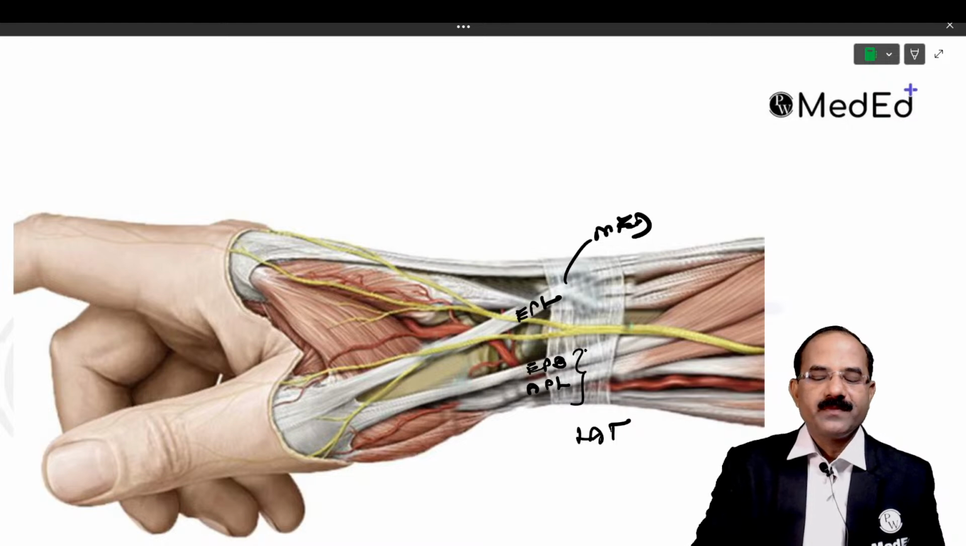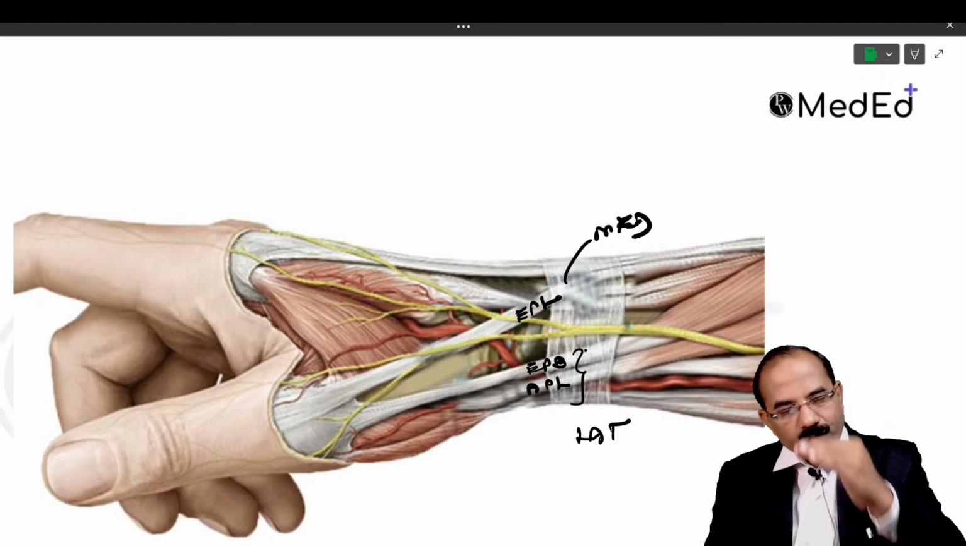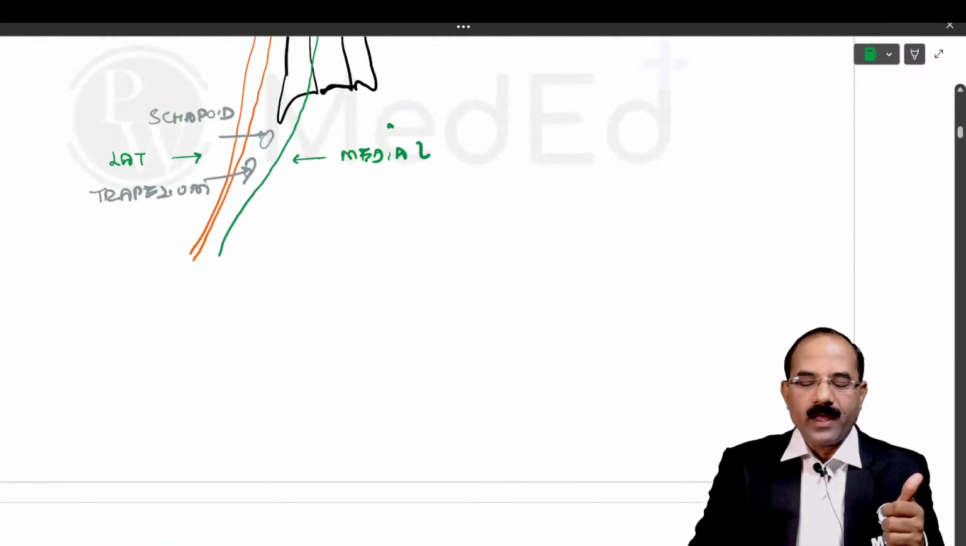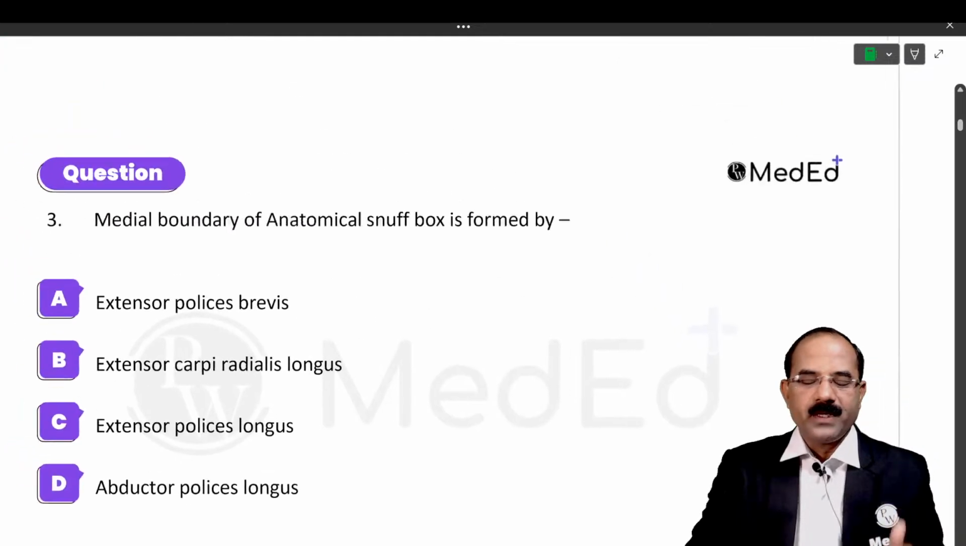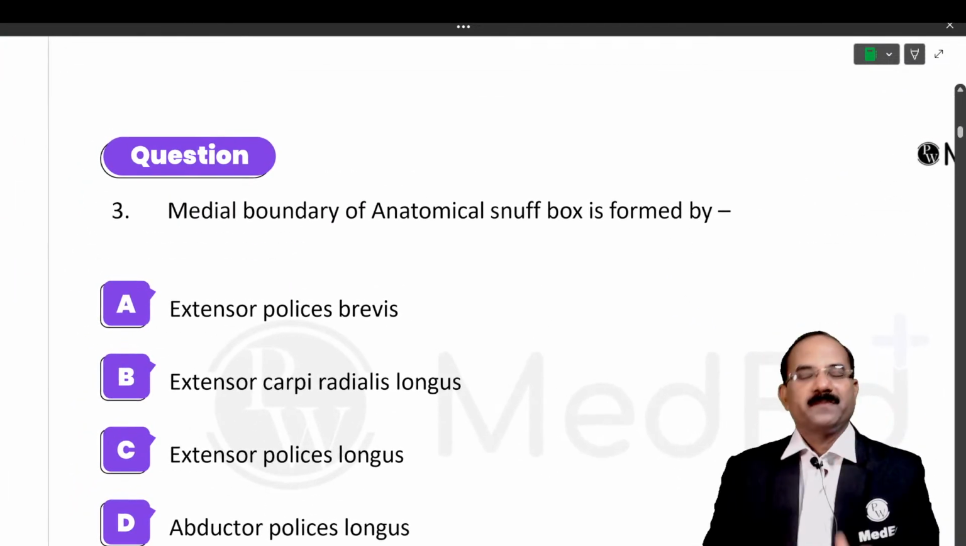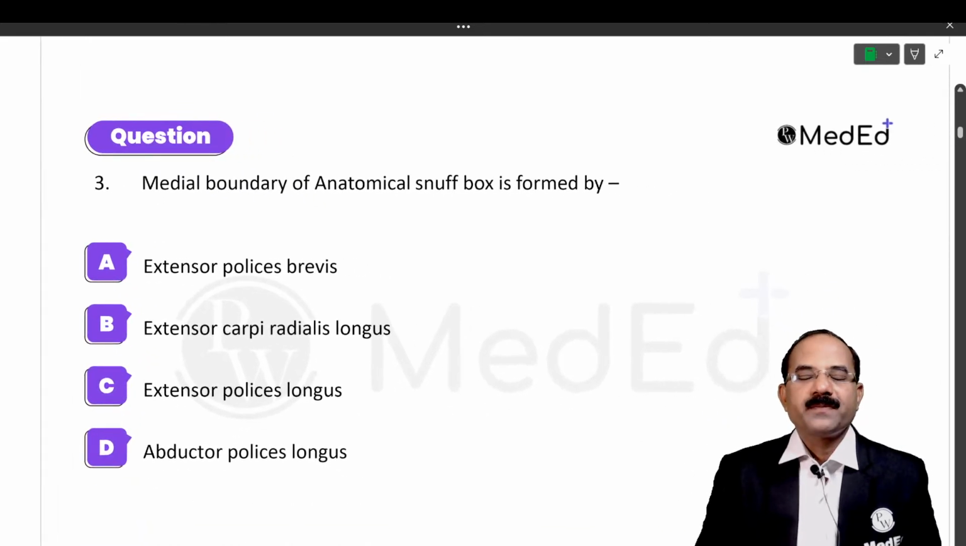In the floor there is the styloid process, the scaphoid, the trapezium. The floor also has ECRL and ECRB. The tendons of extensor carpi radialis longus and brevis are in the floor. Very good students. Come on. So what is the answer for this?